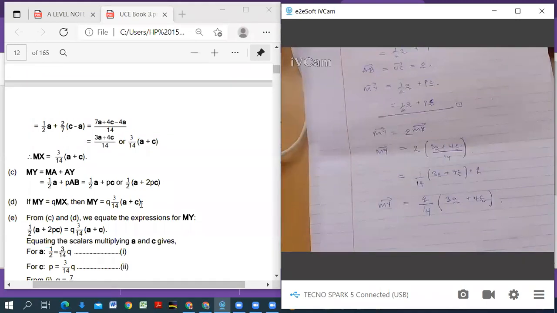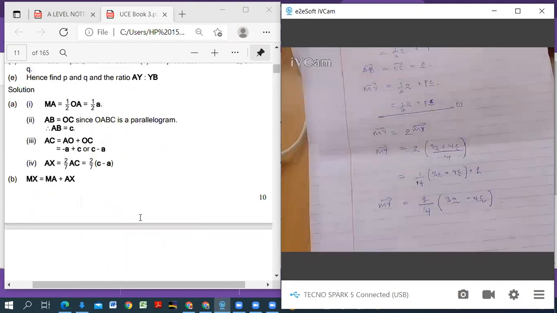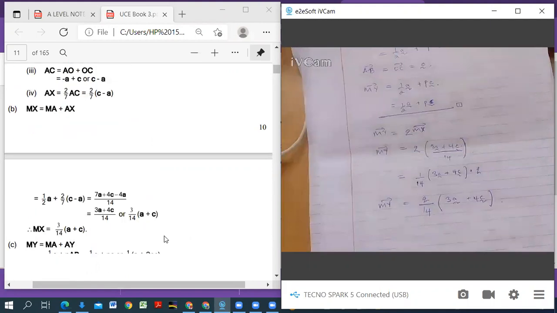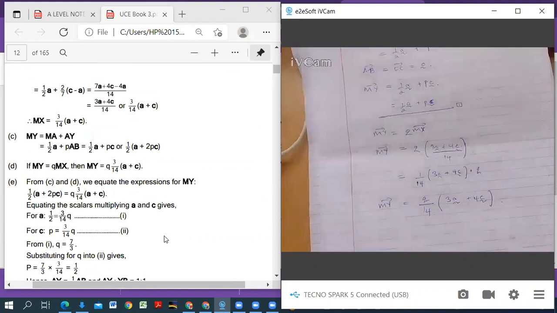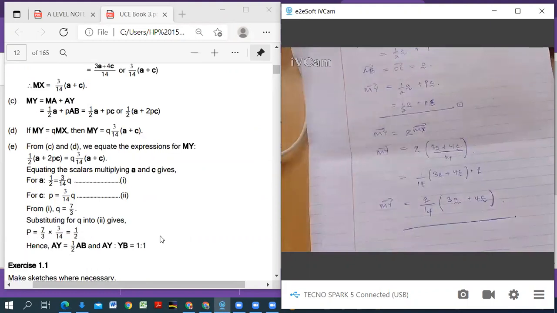You see? I don't know why they have 3 here. Still, they are using the same mistake they made here. This was 4, and they thought it was a 3. So they are using the same mistake. This is because the 4 cannot be factorized out, isn't it? So leave it there.